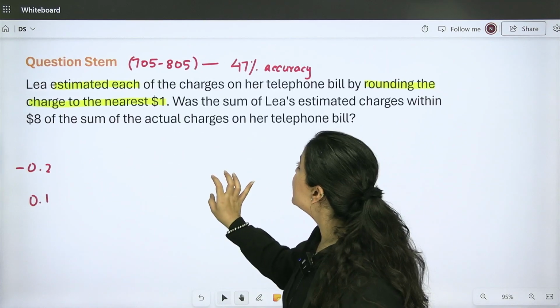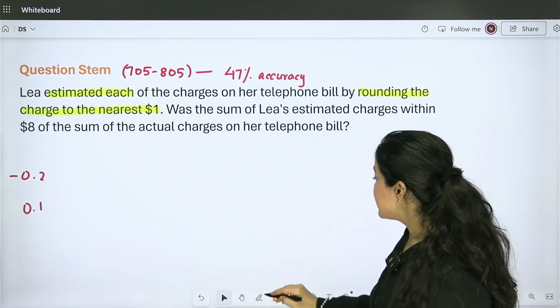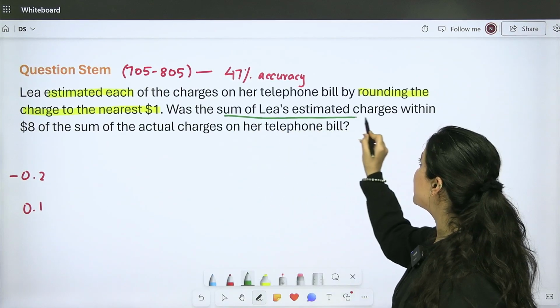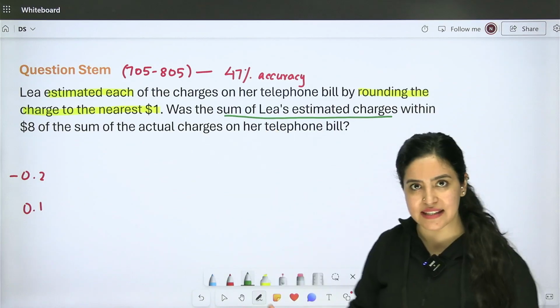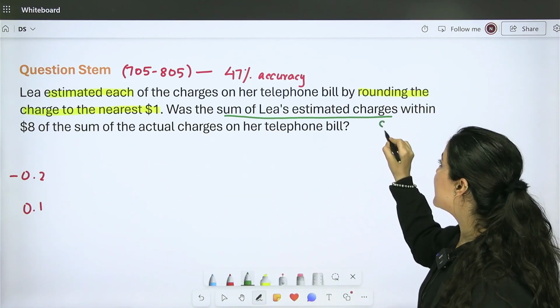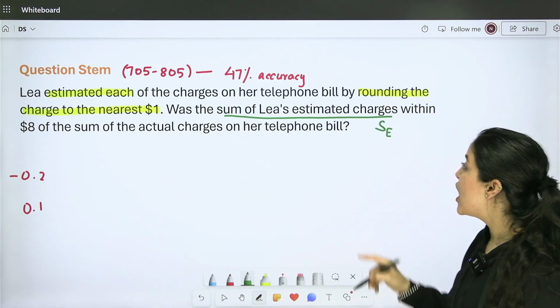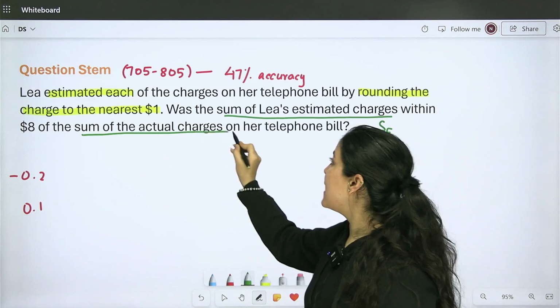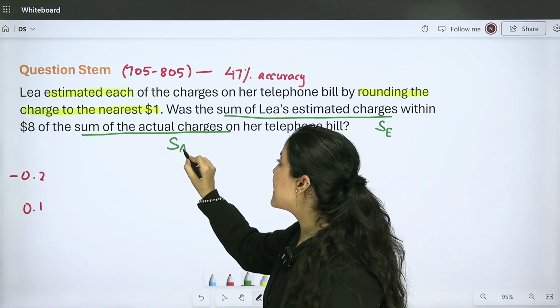Now, what are we really doing? The question is saying, was the sum of Leah's estimated charges, so all of the estimated charges were there and she added all of them, let's call that SE, was this within $8 of the sum of the actual charges? So let's call this SA.